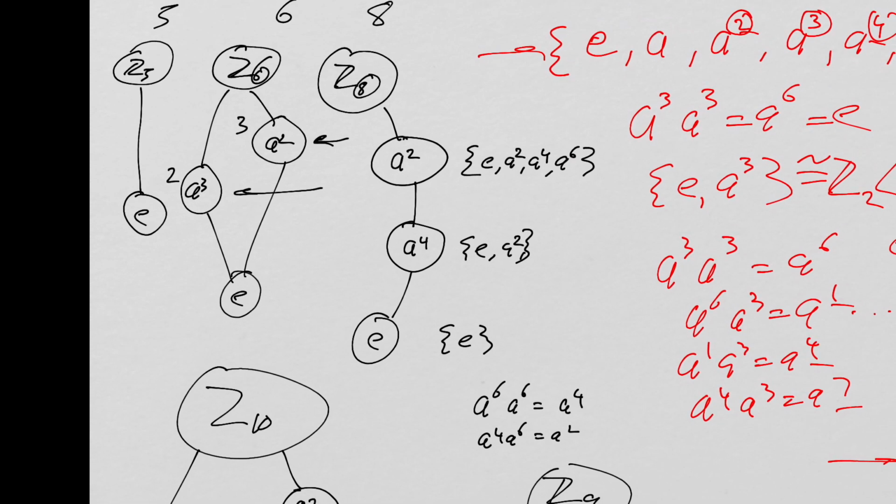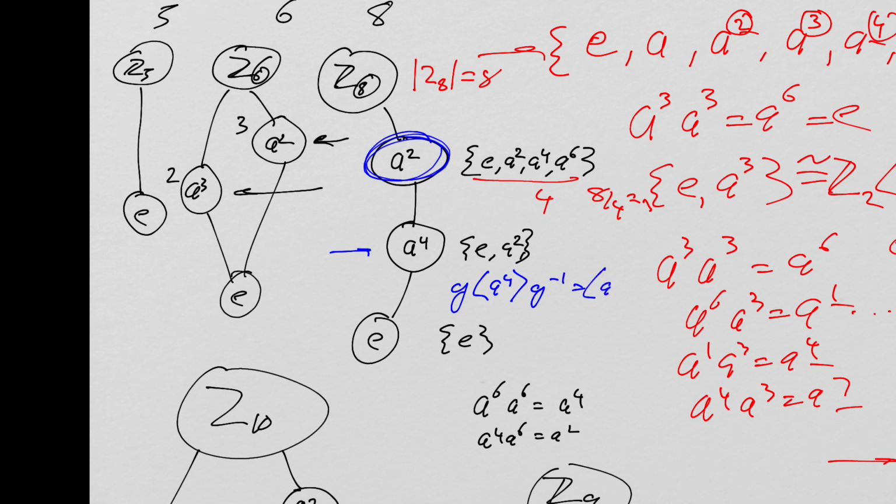Now we can use our normal group rule, right? So the order of Z8 is 8. This group has an order of 4, and 8 over 4 equals 2. So we know that this group is normal, right? Now we don't know about this group, whether it's normal. That is, we have to check to see whether G times this subgroup generated by A4, which I'll symbolize like that, times G inverse equals A4 for all G in Z8, right? Turns out it does.